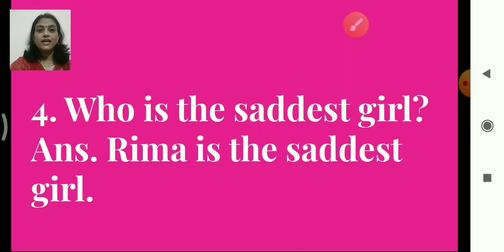Okay, so what did we do here? We compared all the three girls, and whatever questions were asked, we answered them using those pictures. We compared all three with each other and we got our answers. And just because there were three, more than two, we used the superlative degree here. Got it? So, let's move ahead.